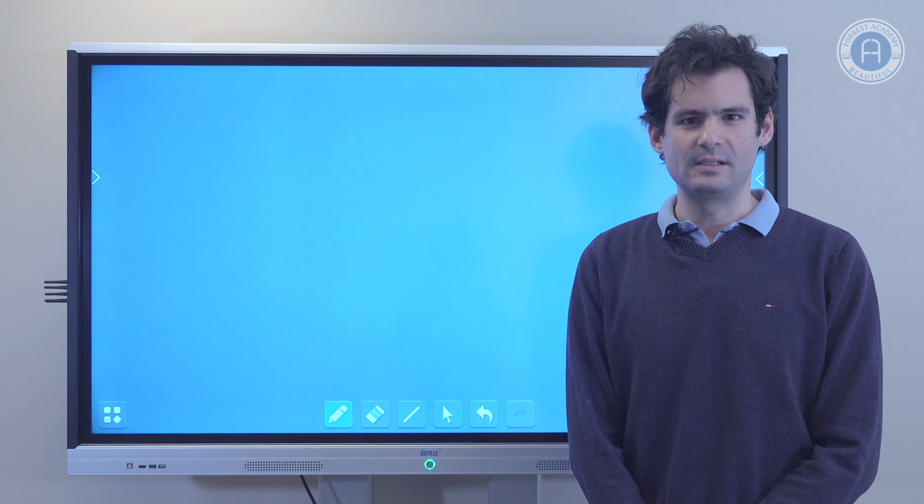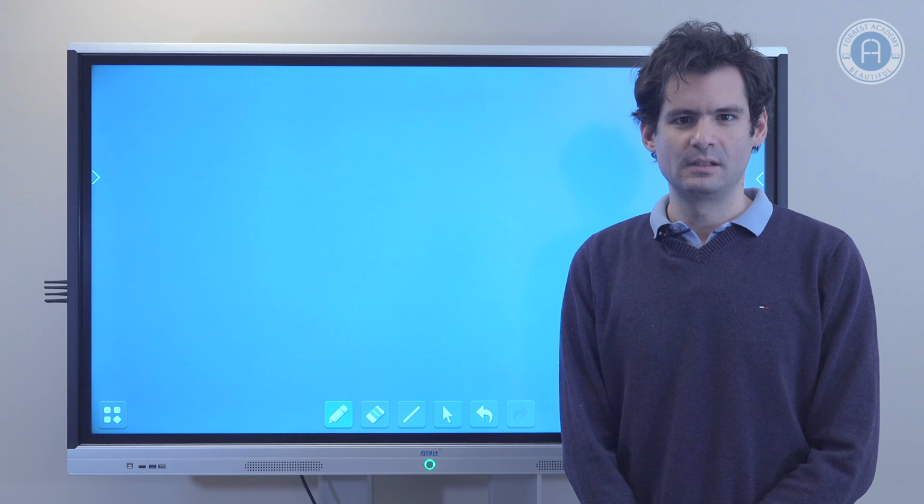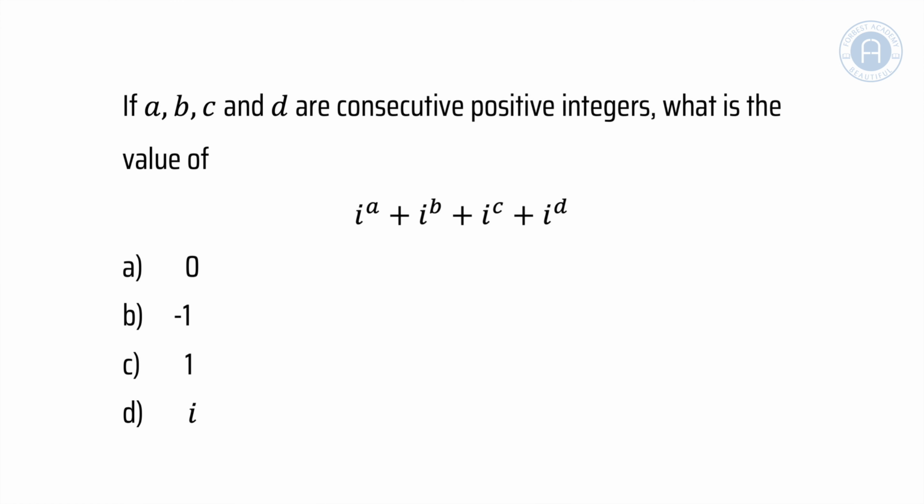Today we'll be looking at a math SAT question. The question is, if a, b, c, and d are consecutive positive integers, what is the value of i to the a plus i to the b plus i to the c plus i to the d? And those are the choices.